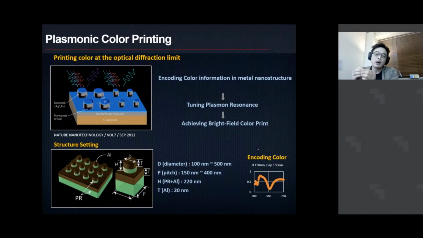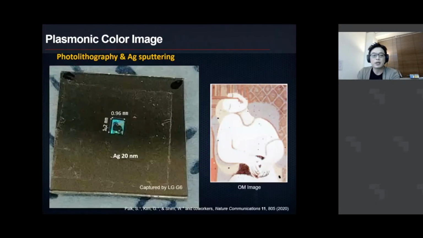So we decided to make some plasmonic structure, which can encode color information, and depending on the size, we use the plasmons, right? Depending on the size and the distance between the two dots, you can encode the color, and you can realize a sort of full color structure. So we made a plasmonic structure of about 1 square millimeter.